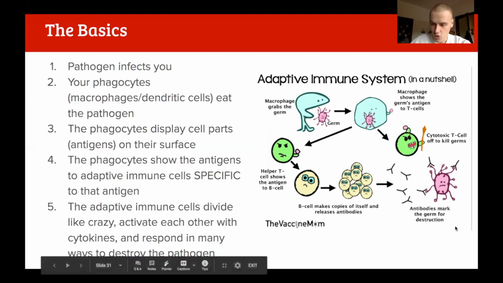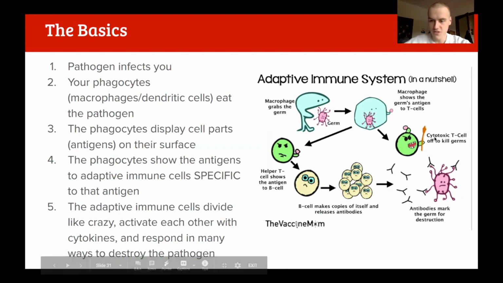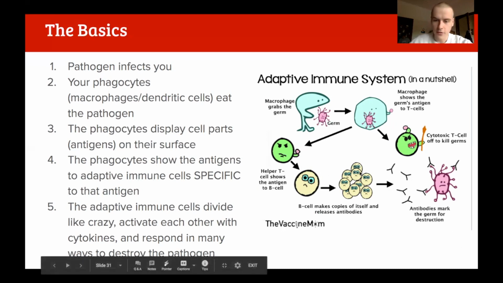We can see a short summarized diagram here. I'd like to point out a couple of things. We've got cytotoxic T cells here. They're talking about cytotoxic T cells killing germs. Now, they actually kill infected host cells, not germs. So we'll talk about how that works as well. Cytotoxic T cells kill our own cells.